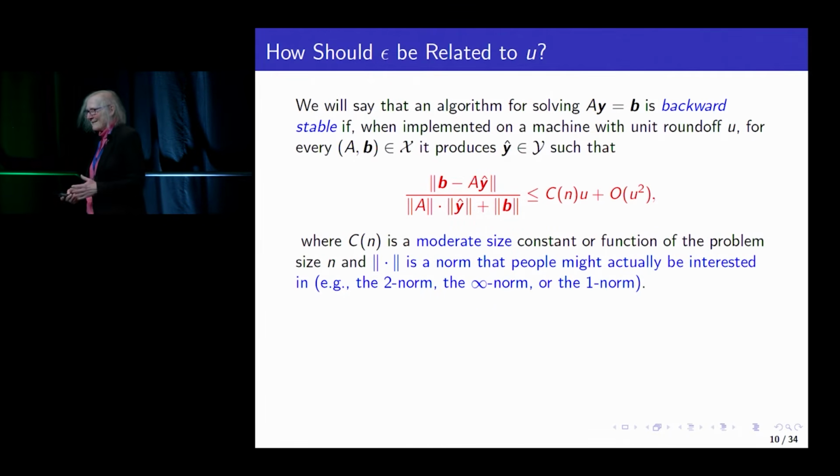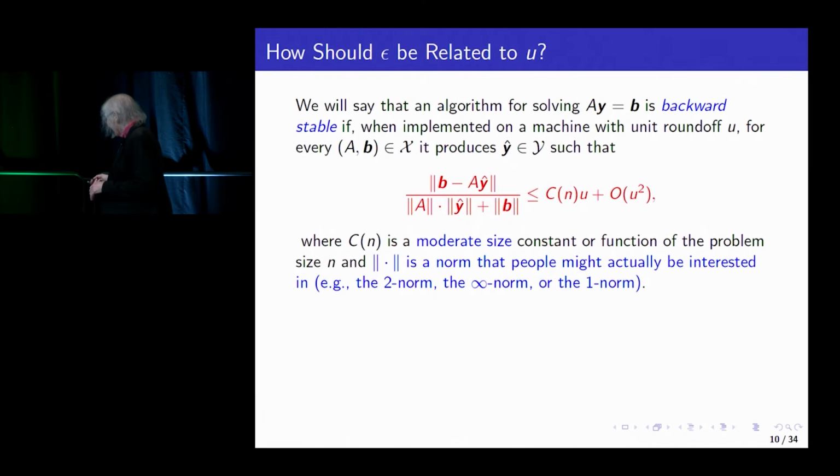Well, of course, a moderate size constant is not a precise definition. In some places, instead of saying a moderate size constant, they try to make this more precise by saying it should be big O of u, meaning some constant times u in the limit as u goes to 0. But I think that can lead to results that we don't always like, results where you get what almost anyone would call the wrong answer, and yet the algorithm by that definition may be backward stable. So I'm going to leave it vague.